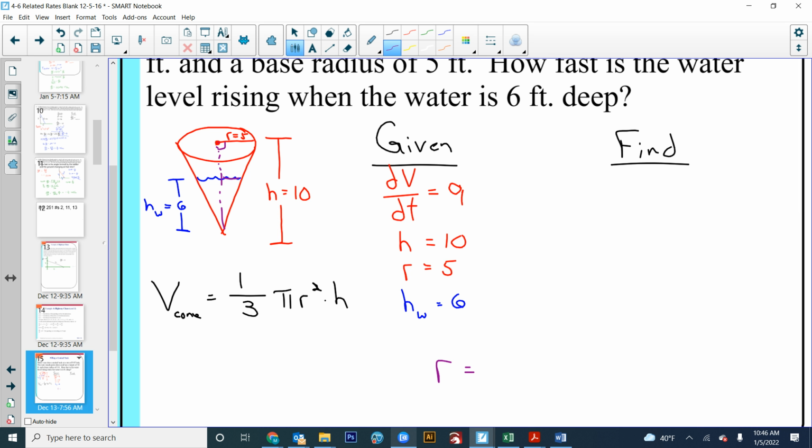This is an oblique conical tank. A right conical tank means the vertex is at a right angle to its height. That's a bad way to describe it. The circular base is perpendicular to the height of the tank. All right?